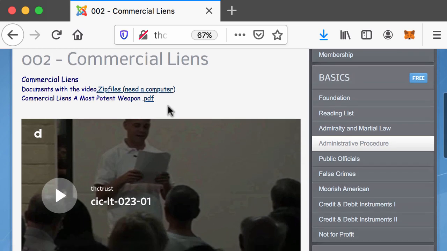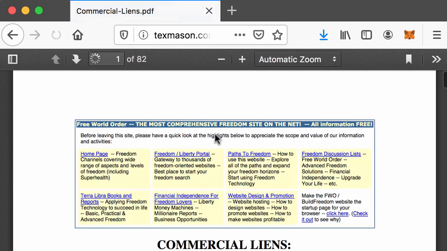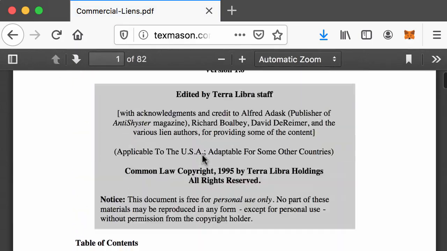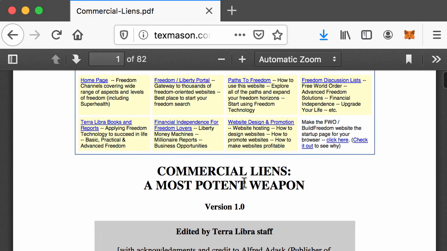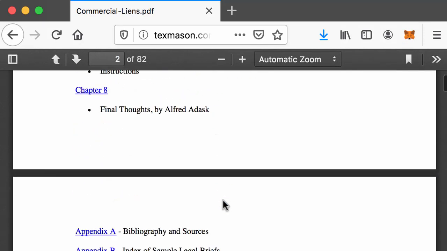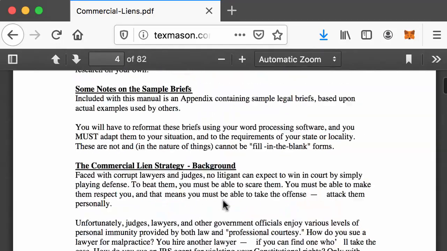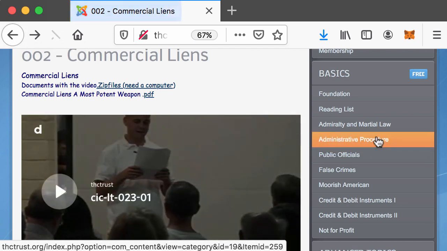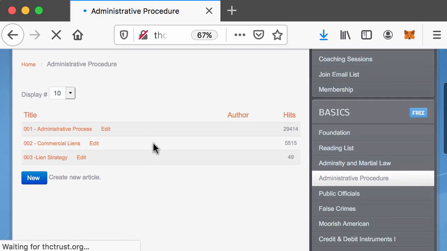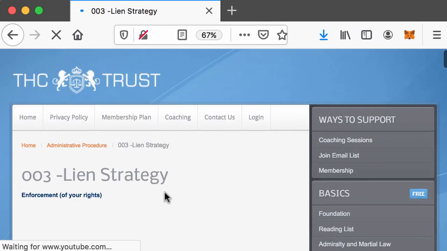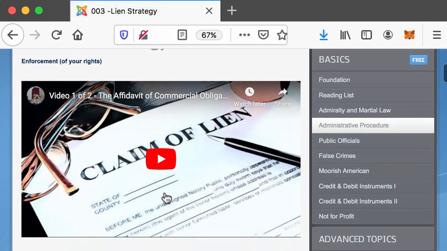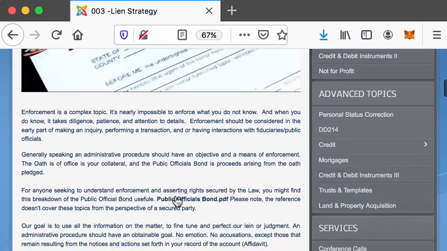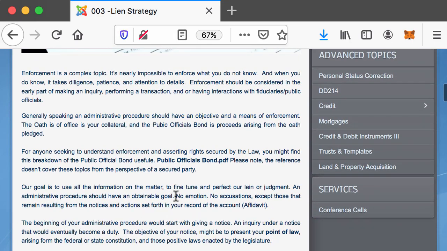But when you go back through the other videos, you can click this, and these are some references. Commercial liens, a most potent weapon. So you could read about this. This is one of the earlier documents that broke that stuff down, but neither here nor there. Let's get to the subject matter today. Click at the Administrative Procedure menu. Click here where it says Lien Strategy. This was the first video in this series, and what you're listening to now is the second video, and it's going to also be in this area.